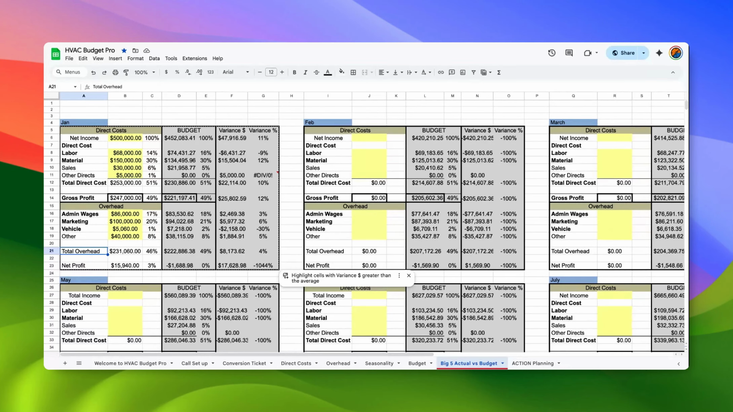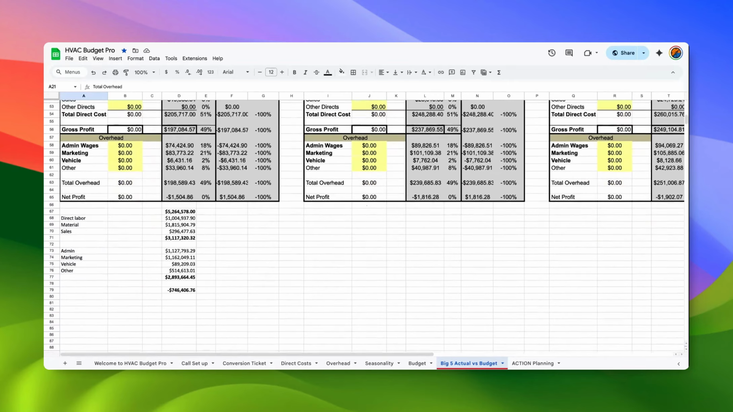Was that intentional or by chance? Understand what worked well and try to replicate that success. It helps you pinpoint strategies for future success. That's the big five versus actual comparison.